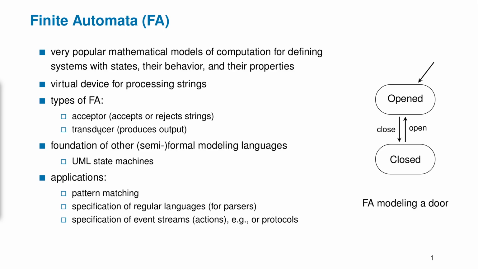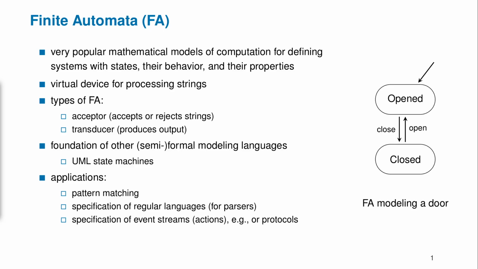And the other type that we have are so-called transducers, which also produce some outputs. We will also consider this kind of finite automaton in this course, but not in this lecture, but in the next lecture. And as I said, finite automata are the basis for many other formal modeling languages that we will see.